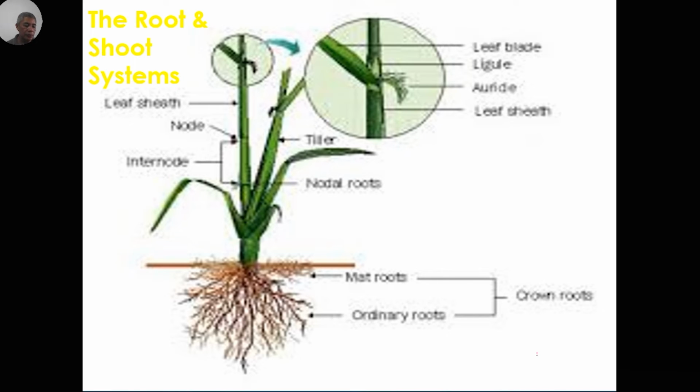And the ligule is a peripheral triangular structure situated above the auricle. This one is the auricle, and this is the ligule above the auricle. And the leaves are considered to be the main source of photosynthesis, which helps to make food.